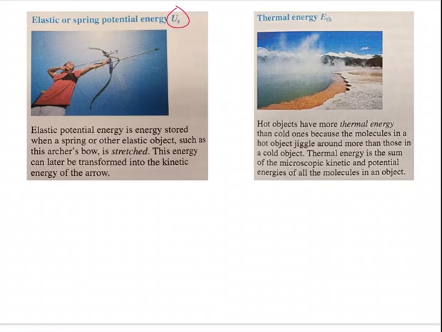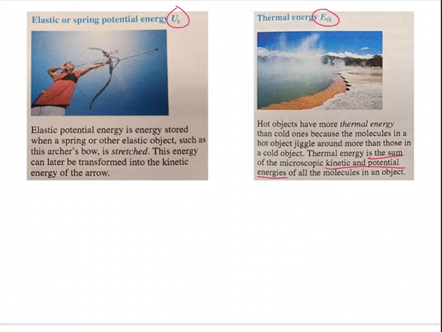Okay? Thermal energy. So that is E sub TH. And you might recognize this picture here. This is one of the thermal pools in Yellowstone. Hot objects have more thermal energy than cold ones because the molecules in the hot object are jiggling around because they have all this heat associated with them. The thermal energy is the sum of microscopic kinetic and potential energies of all the molecules in the object. So this statement right here, kinetic and potential energies, it's the sum of those things for the energy that's stored thermally.